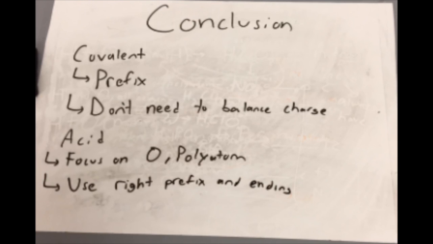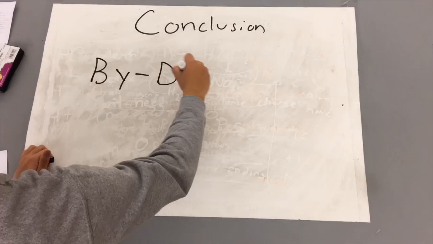For covalent nomenclature, remember that your prefixes are determined by the subscripts of the elements and that you don't need to balance charges. And for acids, focus on the oxygens, especially when it comes to polyatoms, and use the right prefix and ending. Now you know all that you need to know for acid and covalent nomenclature. Now go out there and ace the test.